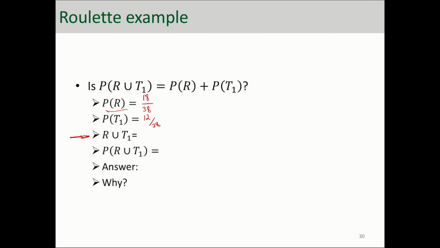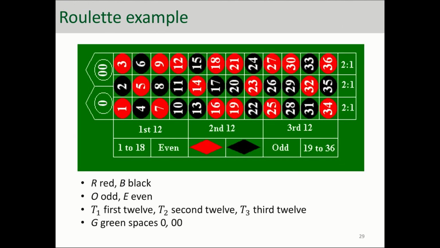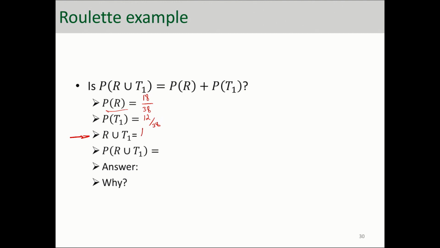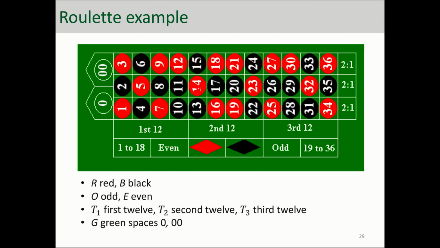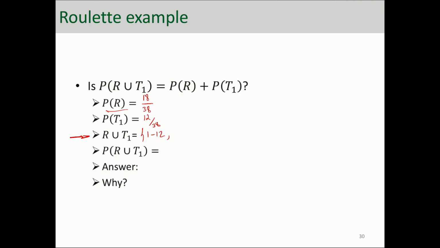What are the outcomes in this event, R union T1? Well, we know red and we know T1. What is the union of those two when you put them together? Well, T1 is 1 through 12 and R is all the red outcomes. So if you put them together, what are those outcomes? Well, it will be definitely 1 through 12, and all the red outcomes outside of first 12, right? 14, 16, 18, 19, 21, all the way to 36, all the other red outcomes.